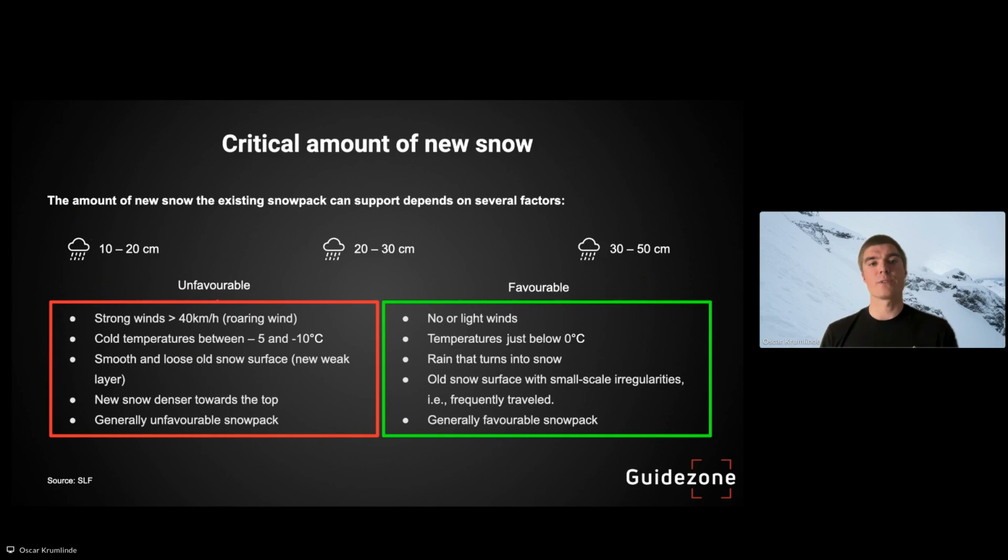We have no to light wind. We have temperatures just below freezing, so the new snow bonds better to the old. Rain that turns into snow, similar effect. And the old snow surface having small scale irregularities. That happens because the terrain is frequently traveled, so we have a lot of skiers creating old tracks and roughening of the surface. Or we can have a generally favorable snowpack with no existing weak layers, or weak layers that require a lot of load to trigger.